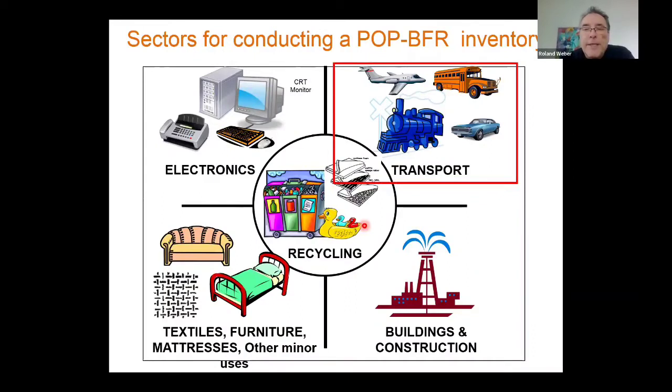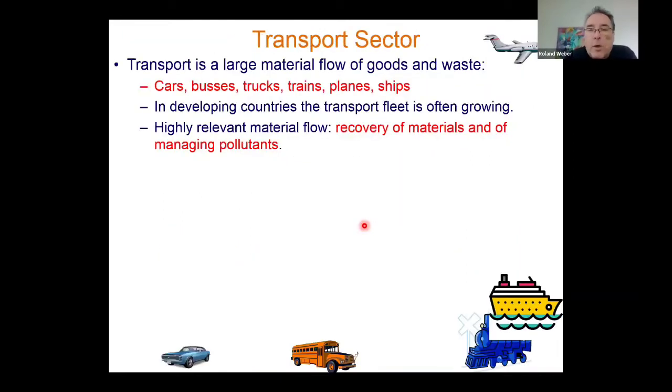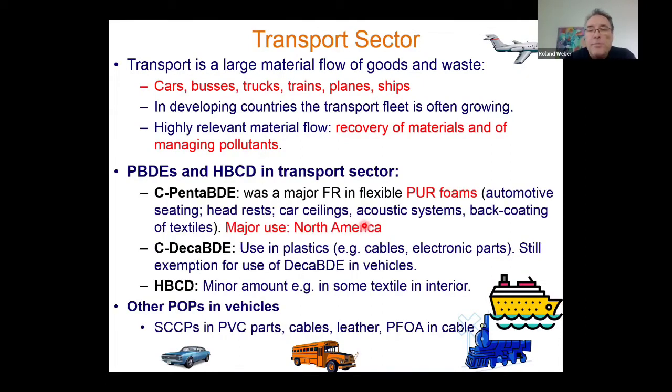Then the transport sector. The transport sector is also a large material flow of goods and waste for recycling and recovery: cars, buses, trucks, trains. And in developing countries, the transport fleet is often growing. It is highly relevant for the material flow and recovery of the materials, especially the metals, but also for managing the pollutants. So there are different flame retardants. Here, the commercial PBDE is especially in the flexible polyurethane foam of cars.